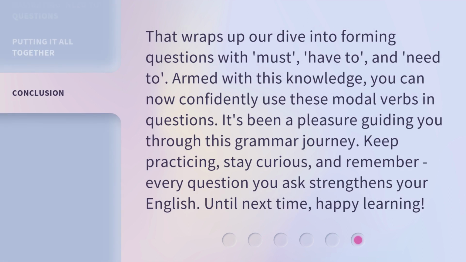That wraps up our dive into forming questions with must, have to, and need to. Armed with this knowledge, you can now confidently use these modal verbs in questions.